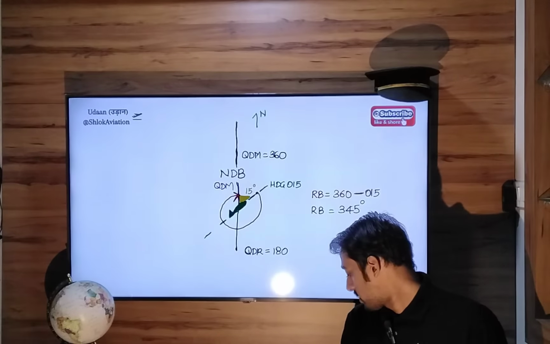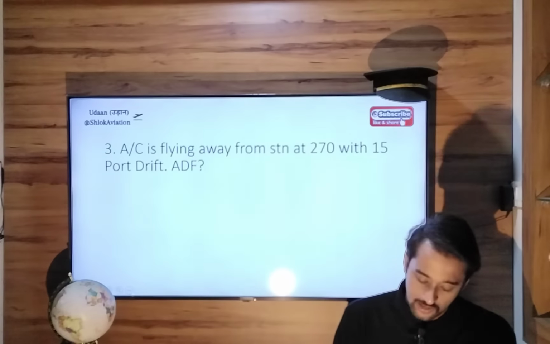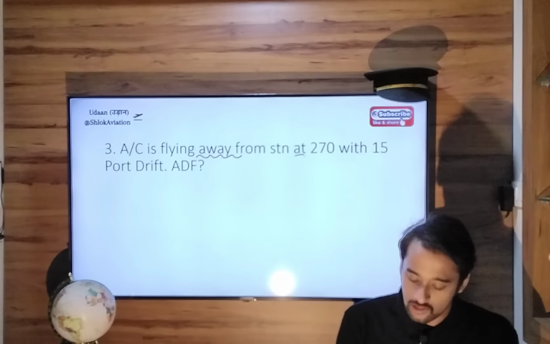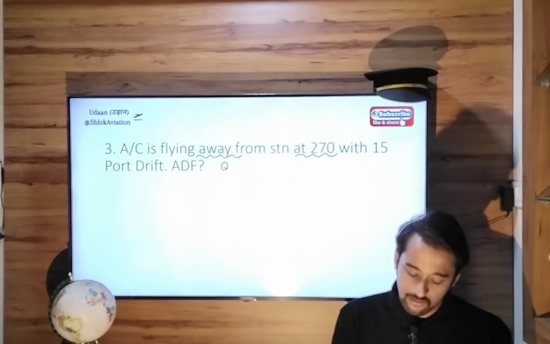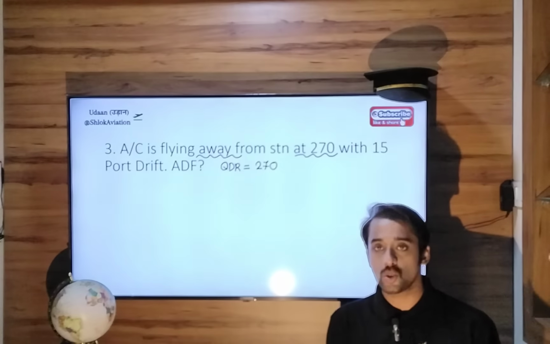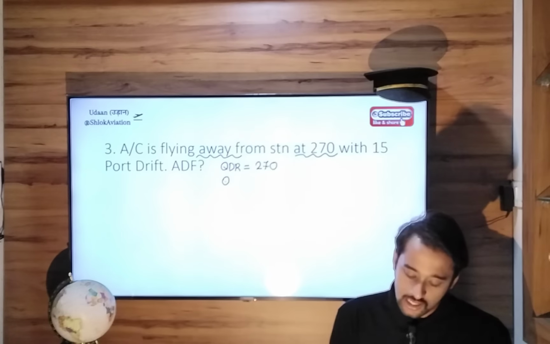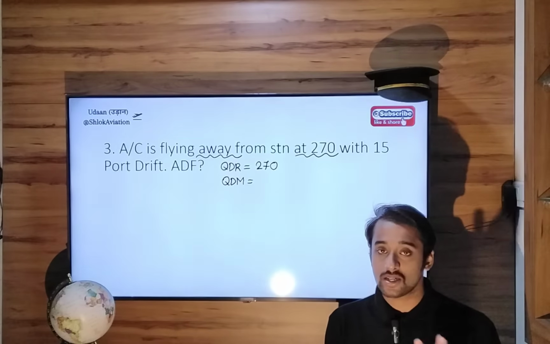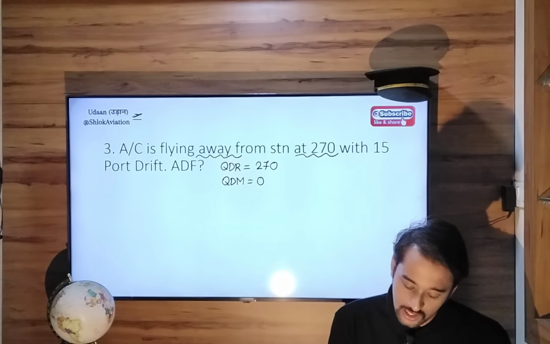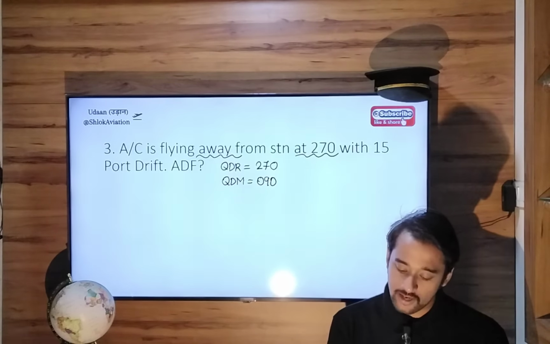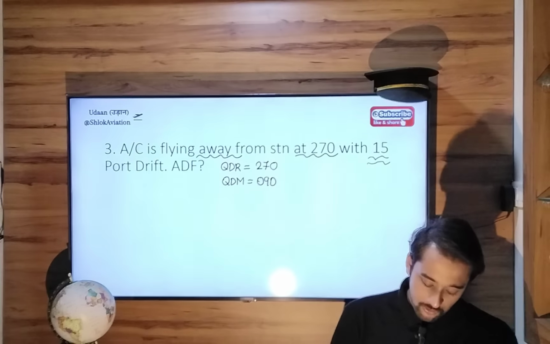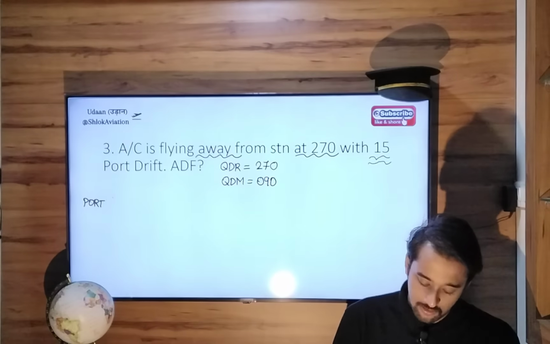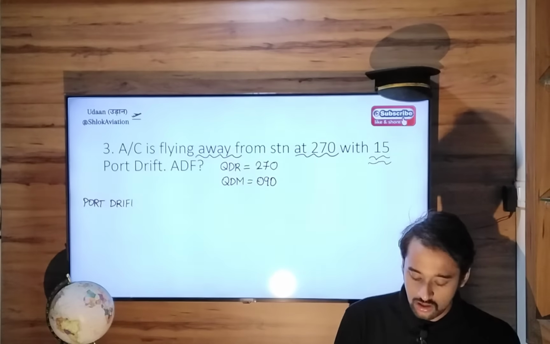Next. Aircraft is flying away from the station at 270. So away. Okay, so QDR is given as 270. Track away from the station is 270. If QDR is 270, QDM is the reciprocal of QDR, the track towards the station. So it will be 090 with 15-degree port drift. With a port drift, very simple, heading is more than the track.